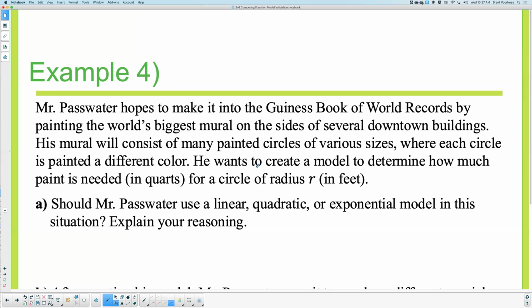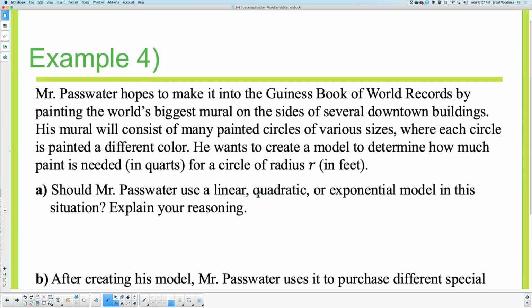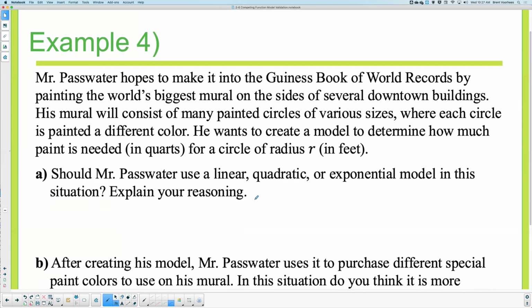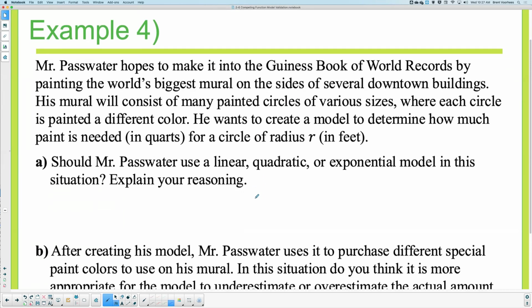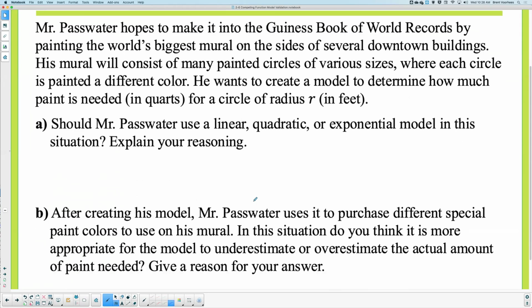Example 4. Mr. Passwater hopes to make it into the Guinness Book of World Records by painting the world's biggest mural on the sides of several downtown buildings. His mural will consist of many painted circles of various sizes, where each circle is painted a different color. He wants to create a model to determine how much paint is needed in quarts for a circle of radius r. Should Mr. Passwater use a linear, quadratic, or exponential model in this situation? Explain your reasoning. Okay, so let's think about this.